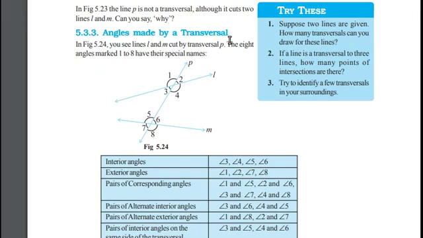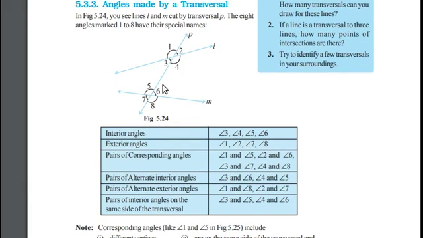Angles made by a transversal. When a transversal cuts two or more lines, they give rise to several properties. Now let us see them one by one. There are two lines L and M, and P is a transversal line. Now let us see interior angles. 3, 4, 5 and 6 are examples of interior angles.